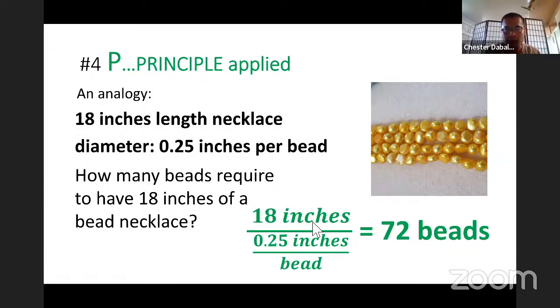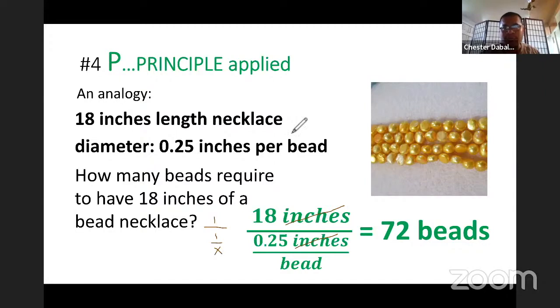Okay, so 18 inches, yun yung numerator mo, divided by 0.25 inches per bead. Kung titignan natin yung units, 18 inches, yun yung haba, divided by 0.25 inches per bead, yung inches ay magka-cancel. So meron kang bead doon sa denominator ng denominator. Parang itong 1 divided by 1 divided by x, which is going to be x, di ba? So 18 divided by 0.25, meron kang 72 beads.